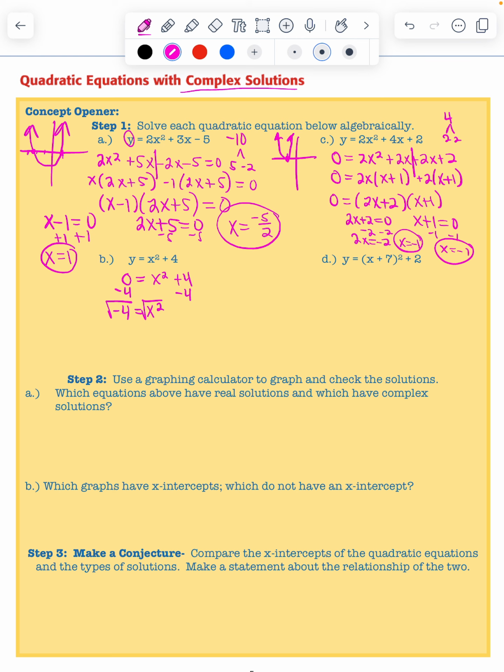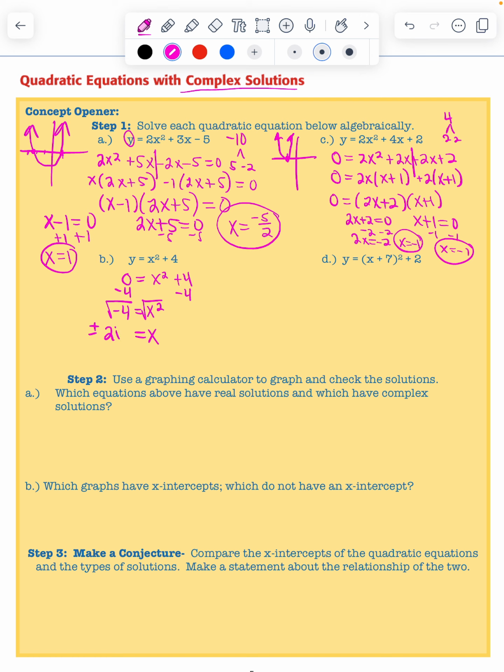But in the imaginary system, the square root of -4, we know, is 2i. Now, when we do take the square root, we have to realize that we do get 2 answers. So this would be plus or minus the square root of -4, which would be plus or minus 2i.